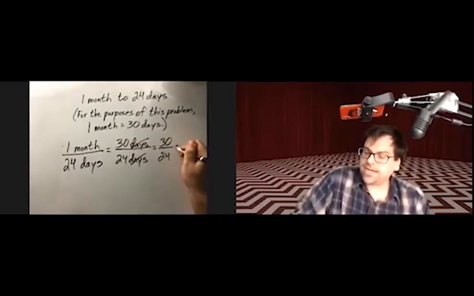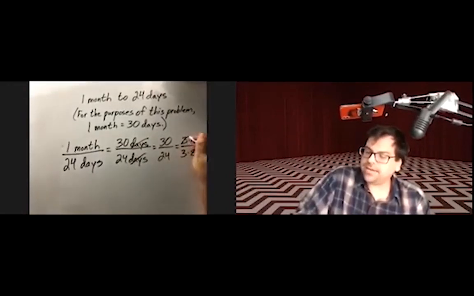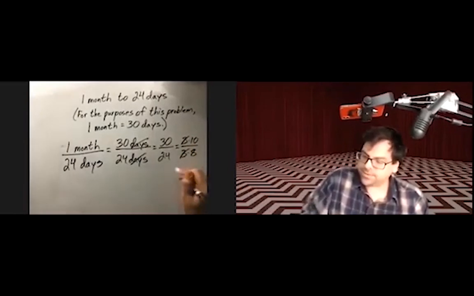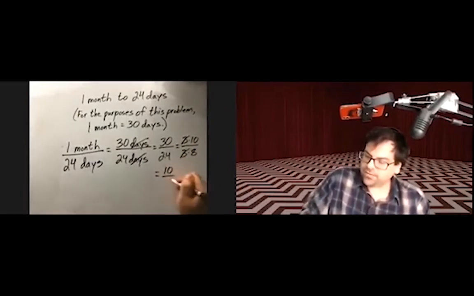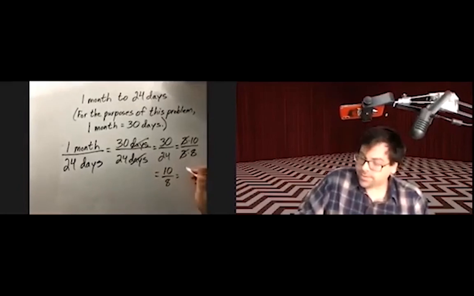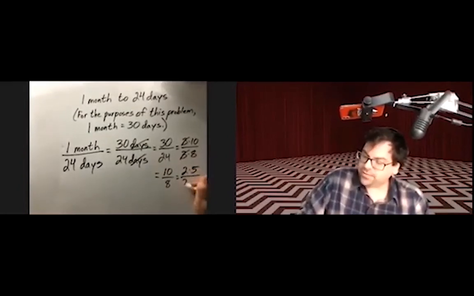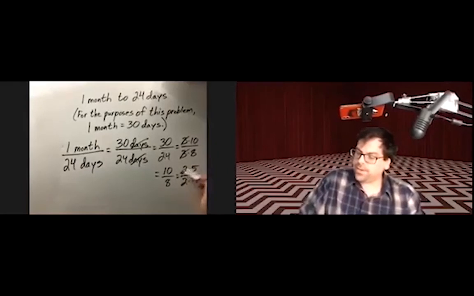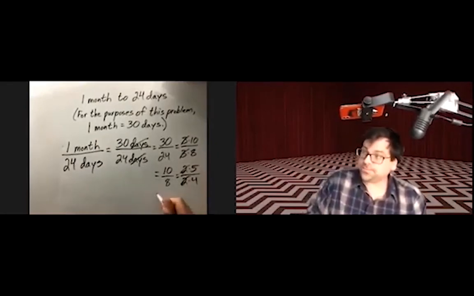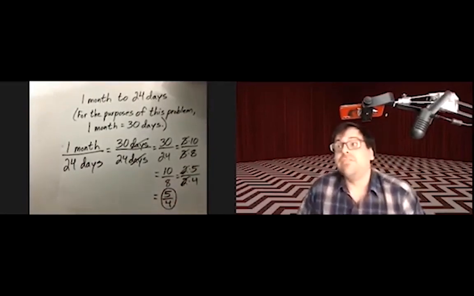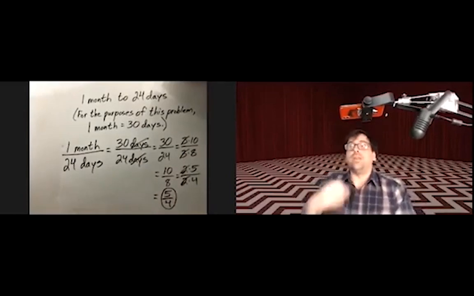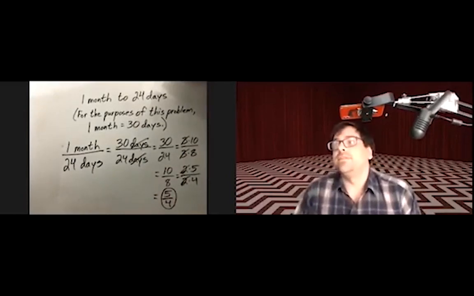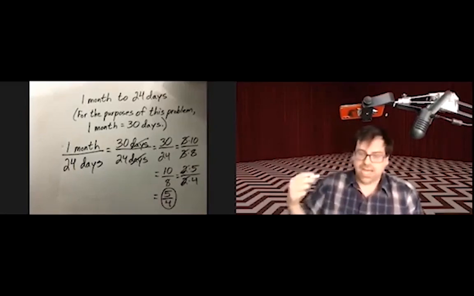Both of these can be divided by 3, 3 times 10, 3 times 8, the 3's cancel. We're dealing with 10 over 8. That's 2 times 5, 2 times 4. The 2's cancel. We're left with the final simplified ratio of 5/4. So 1 month to 24 days would simplify to the ratio of 5/4.